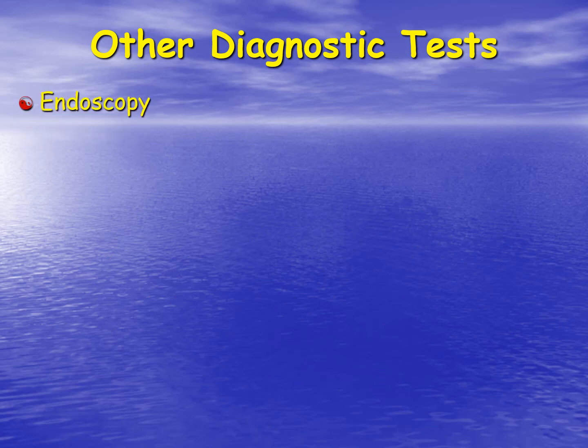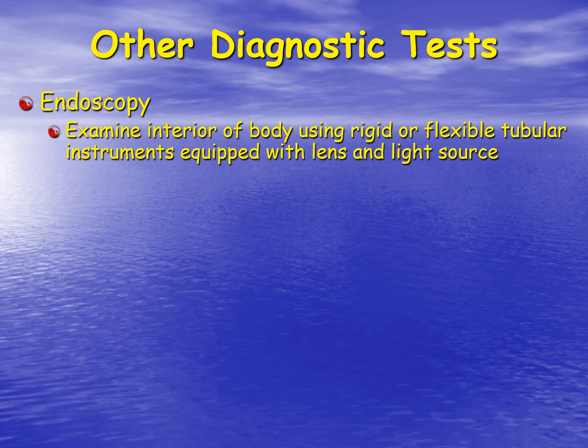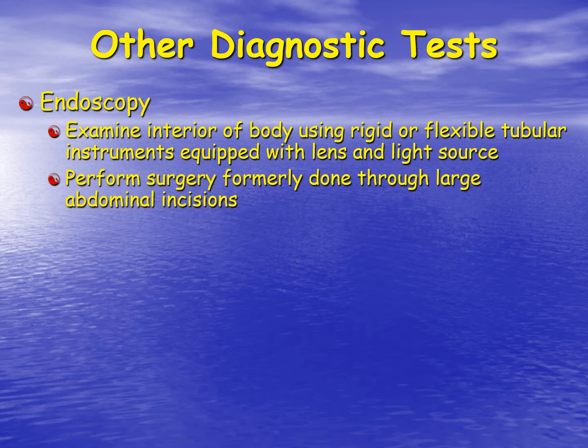Endoscopy can be used to look at internal structures, especially of the GI system, but also may become invasive and look at internal body cavities. So we can examine the interior of the body using rigid or flexible tubular instruments that are equipped with lenses and light sources, and even sometimes channels for instruments that we can then utilize for doing surgical procedures. And so we can perform surgery that was formerly done through very large abdominal incisions through very, very small openings now.